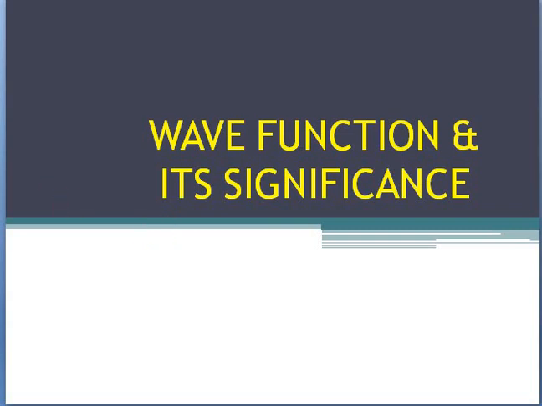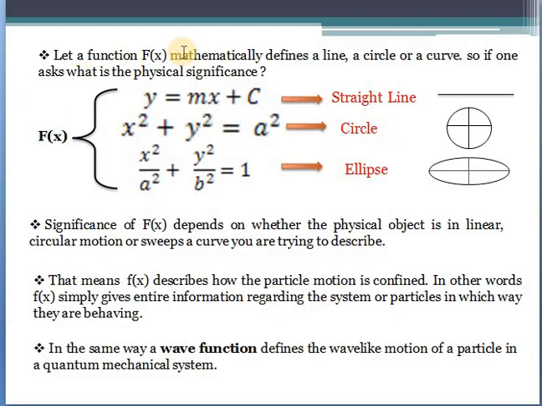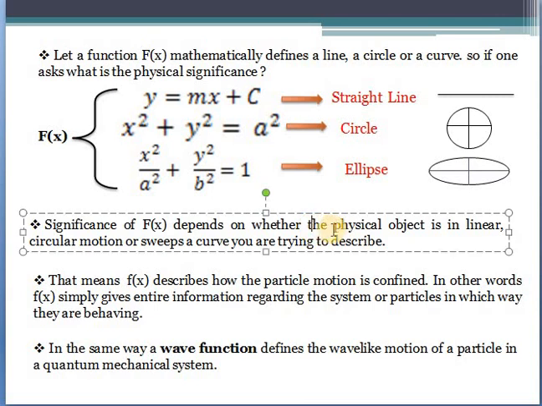Mathematically, if you want to represent a line, a circle, or a curve, we define it with a function f of x, for example y is equal to mx plus c. Similarly, x square plus y square is equal to a square will represent a circle, and x square by a square plus y square by b square is equal to 1 will represent an ellipse.